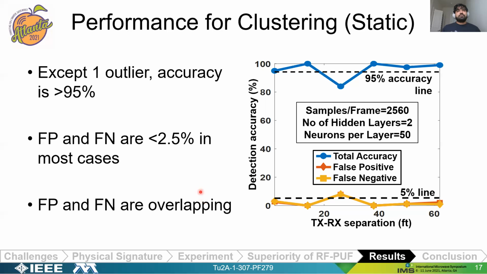Okay, now let's see the plot. So we see that the accuracy with respect to transmitter and receiver separation is greater than 95% throughout the range, except that outlier at 26 feet. And the false positive and false negative rates are less than 2.5% throughout the range, except that outlier. So it's pretty good accuracy throughout the range.